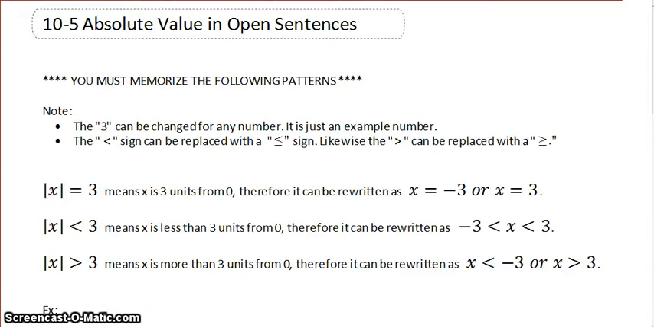All right, so we're on to 10.5, which is absolute value in open sentences. And this section is not too bad if you've gotten the hang of everything else, except for one thing. You must memorize the following patterns that I'm about to show you. Because if you don't, you will not know what to do and you will not be able to correctly translate a problem. It's not that much to memorize, so memorize it.